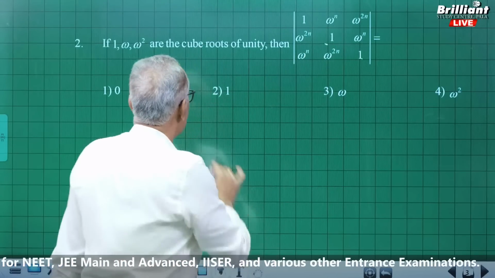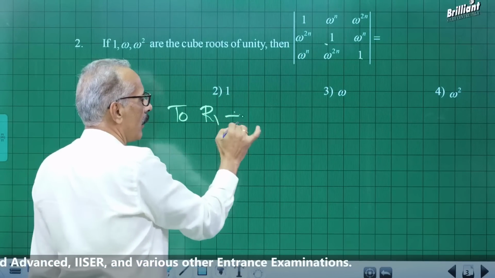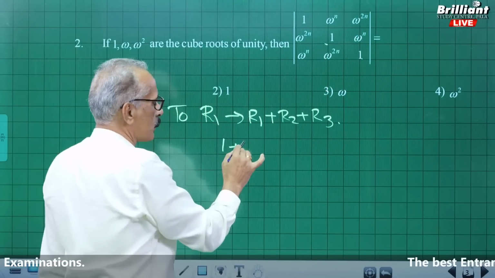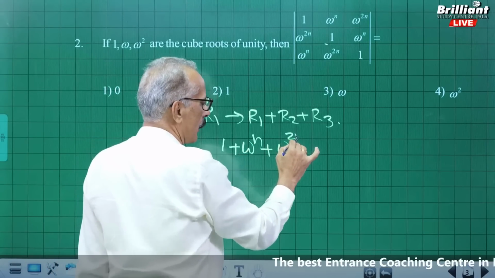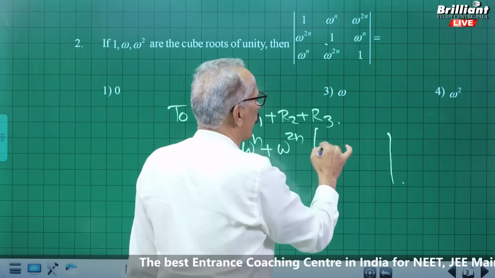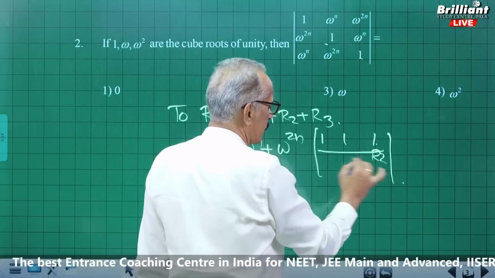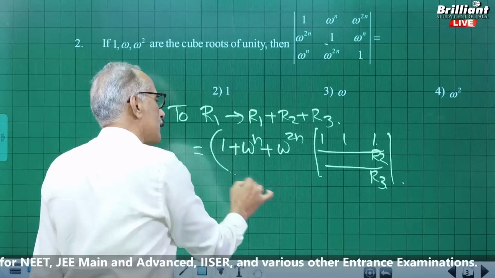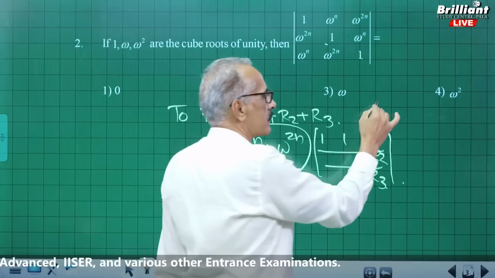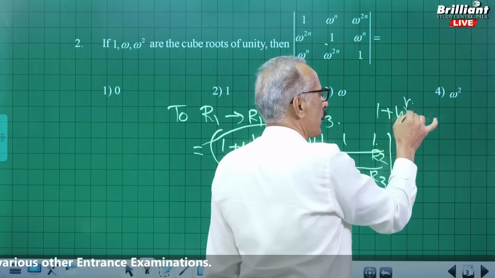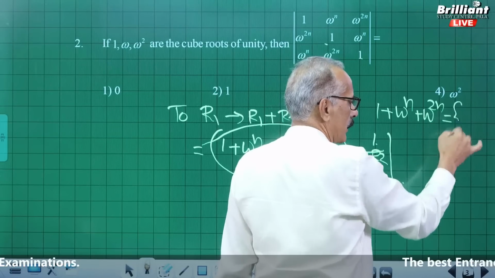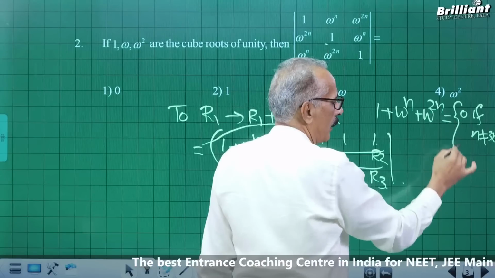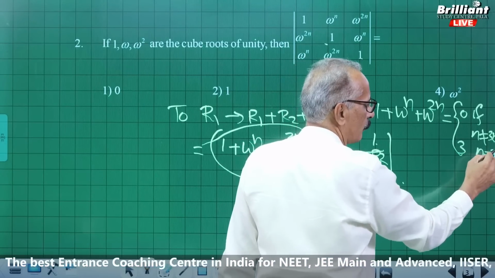What do we do? We apply R1 goes to R1 plus R2 plus R3. What do we get then? 1 plus omega raised to n plus omega raised to 2n, into a determinant with first row 1, 1, 1, your R2 as it is, your R3 as it is. So what is this 1 plus omega raised to n plus omega raised to 2n? That is cube roots of unity. It is 0 if n is not a multiple of 3, and this will be 3 if n is a multiple of 3.